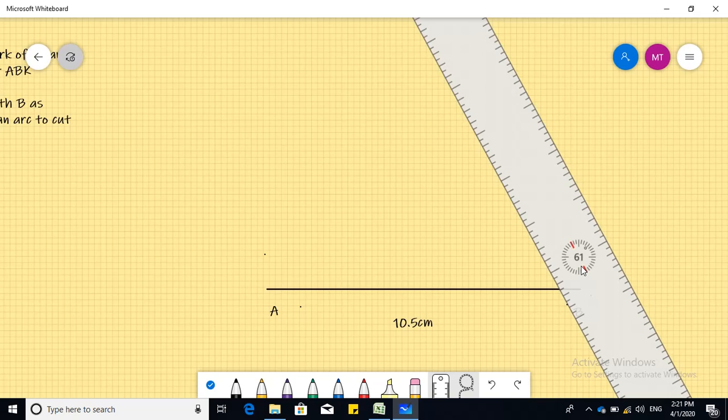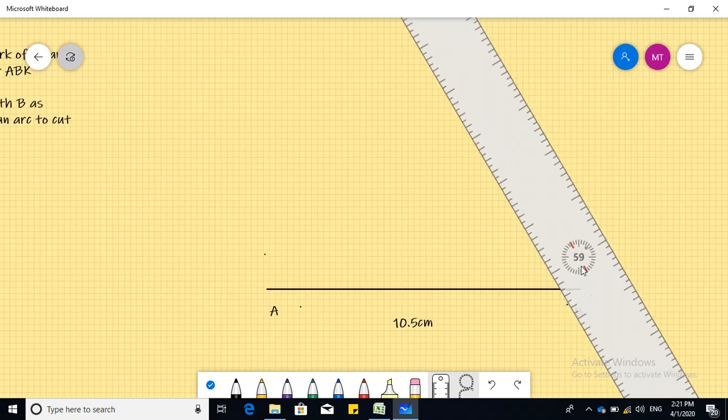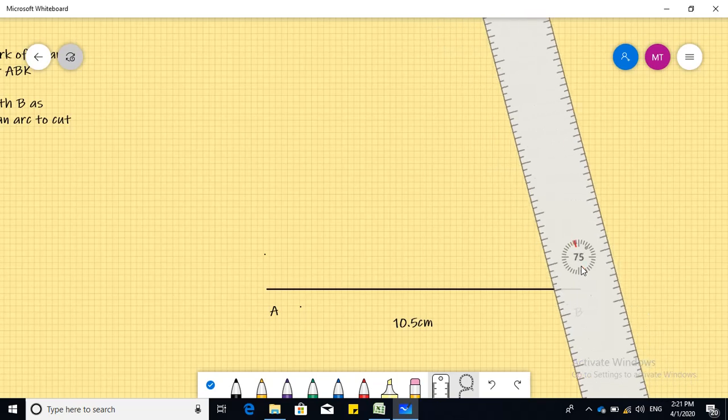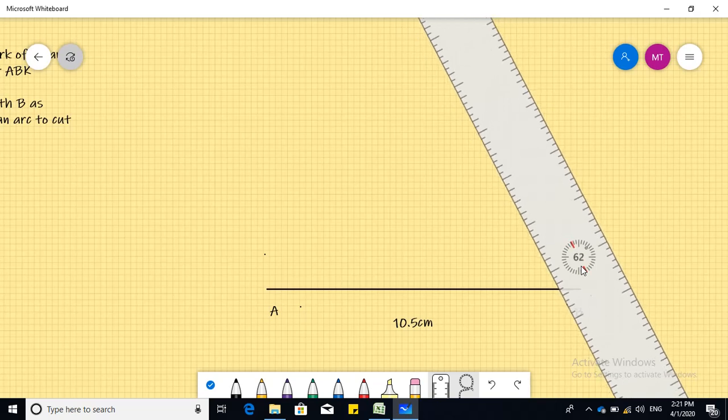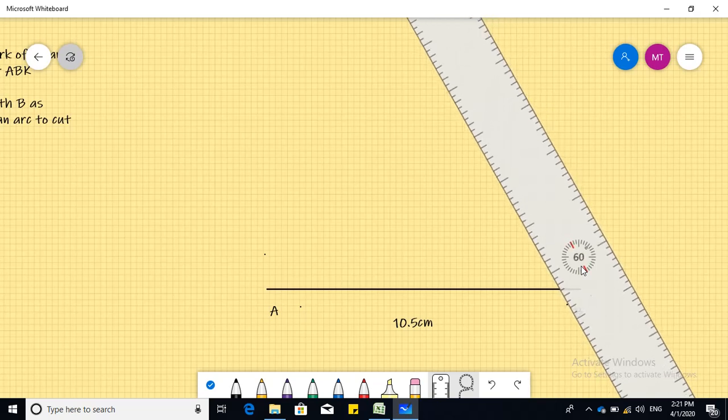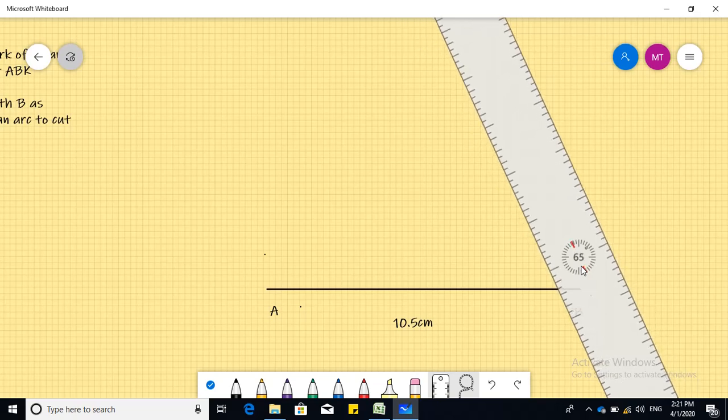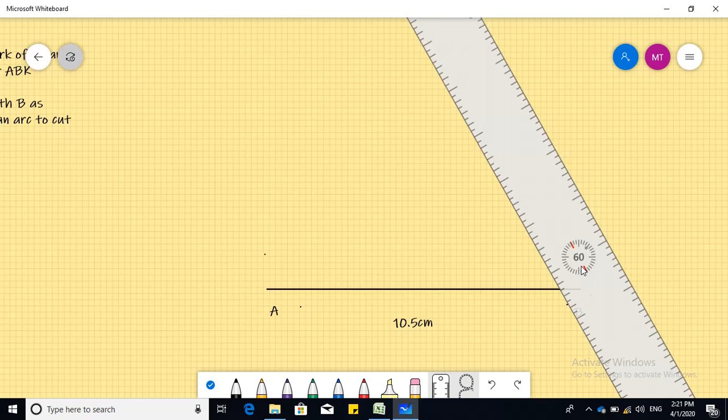So now I'm drawing a line of exactly 60 degrees. Here I go. Yeah, 60 degrees. 60 exact goes here. My fingers are vibrating a little bit, and this software is very precise and accurate. So here we go, 60 degrees.